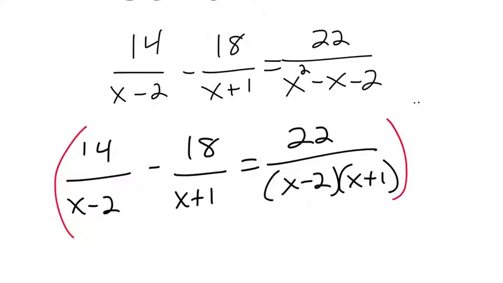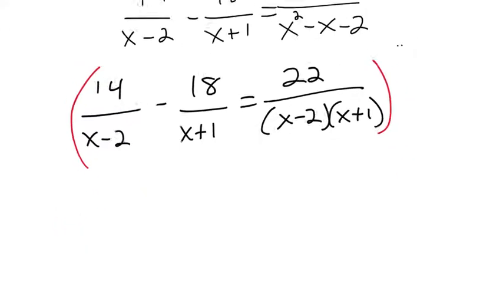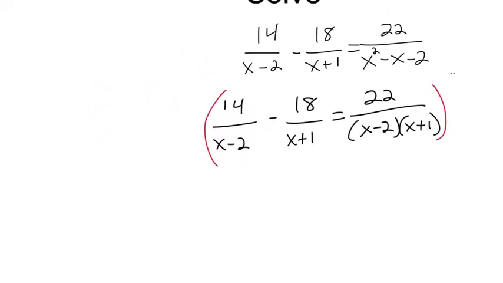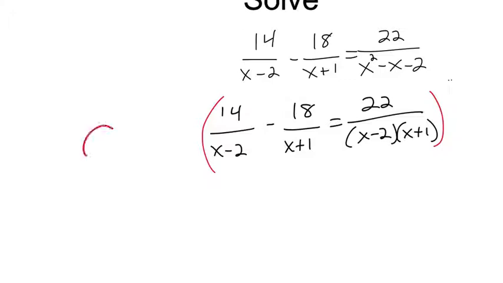So we're going to take the whole equation, and we're going to keep it balanced by multiplying by the same thing. And we're going to multiply it by x minus 2, x plus 1. Because when we multiply this fraction by x minus 2, x plus 1, the x minus 2s are going to cross cancel. We'll still have 14 times x plus 1 left over, but at least we got the variable out of the bottom. Same thing for this fraction over here.